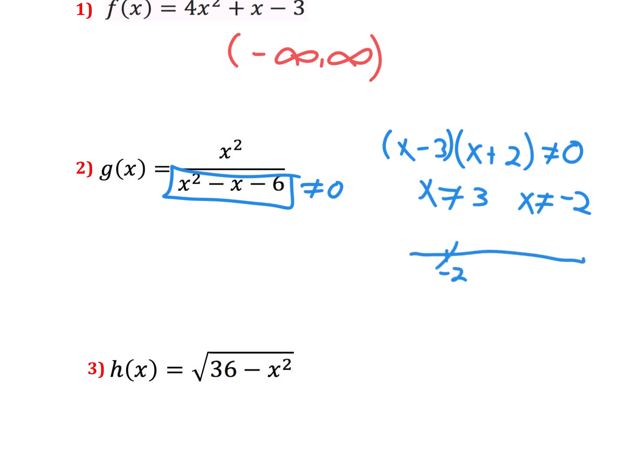So negative 2 is off limits. 3 is off limits. Everything else, we're good to go. So to write this as a domain, we'd have negative infinity all the way to negative 2. Everything between negative 2 and positive 3. And everything from 3 to positive infinity.